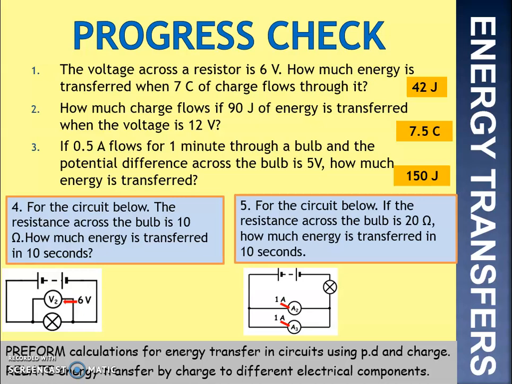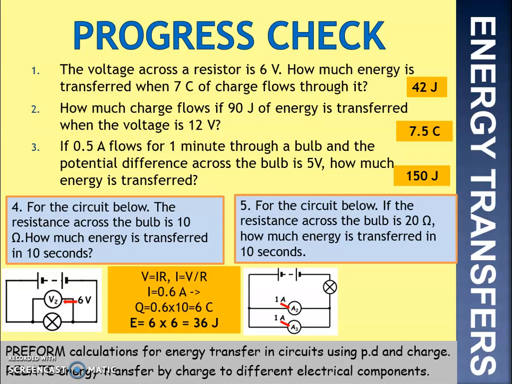Okay, for question 4, a bit more involved. For the circuit below, the resistance across the bulb is 10 ohms. How much energy is transferred in 10 seconds? So we're not given the charge, so we don't know what the charge is at the moment. So, we know V equals IR. We've got the voltage, that's 6 volts. We know the resistance, which is 10. So voltage divided by resistance, 6 divided by 10 gives us a current of 0.6 amps. We then do Q equals IT. 0.6 times 10 gives us 6 coulombs. We now know our voltage, we know our charge. Voltage is 6, charge is 6, 36 joules.